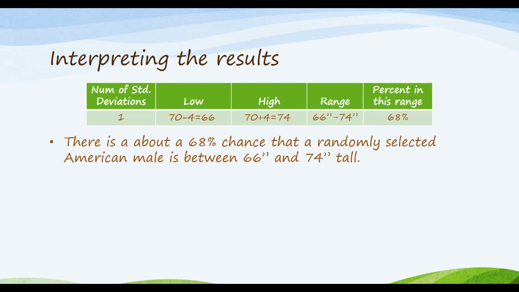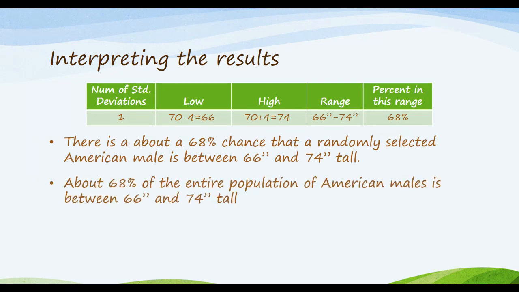All right, so just making sense of the data that we just talked about. A little repetitive here, but just helping you understand it. So we are saying that means there's a 68% chance, because remember, probability is like that area underneath the curve. So 68% chance that a randomly selected American male is between 66 and 74 inches. Or another way of thinking of it, about 68% of the entire population of American males is between those measurements. Remember, all of this is just an estimation, but that's why we're using the normal distribution to help us with that.